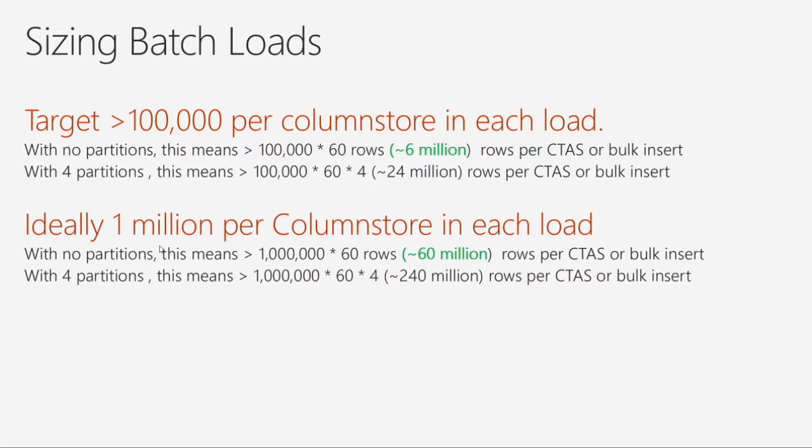If you want to increase your bar a little bit and not go for minimum row group quality, but go for optimal row group quality, which is 1 million rows, what you're talking about is 60 million rows per CTAS or bulk insert. And if you have 4-way partitioning going on, it's 240 million rows per CTAS or bulk insert. So I put these numbers just to put in perspective what sort of batch sizes we are talking about here.